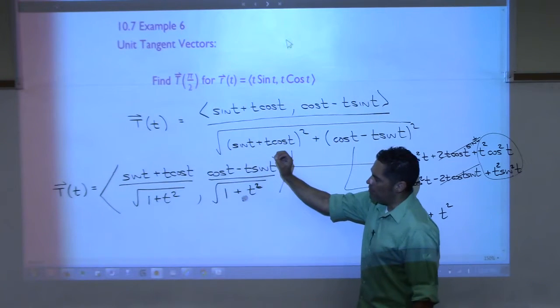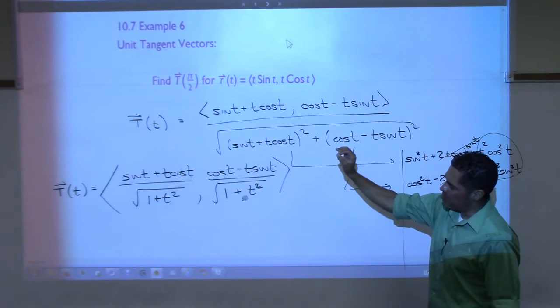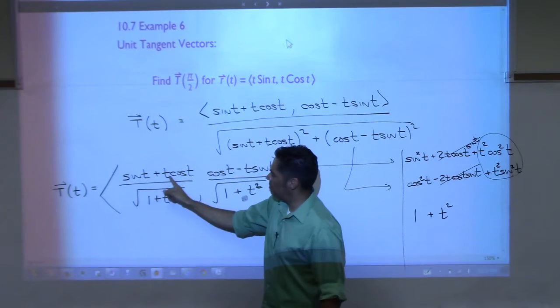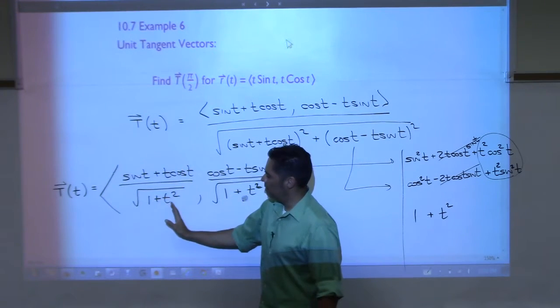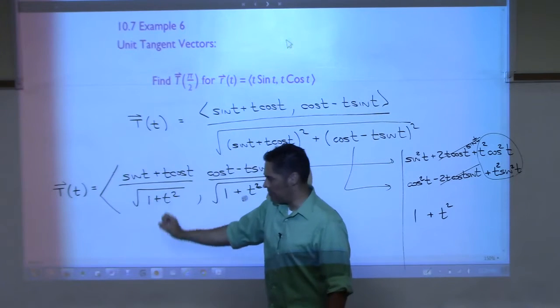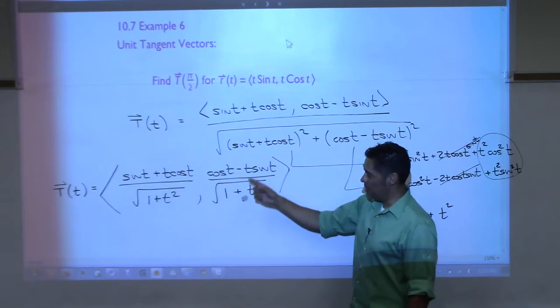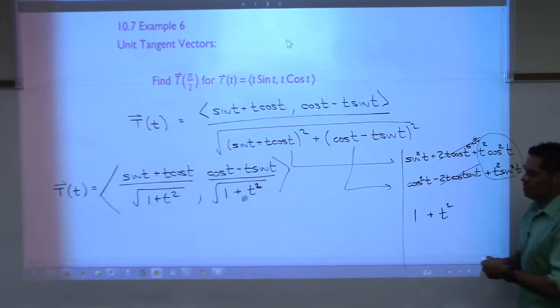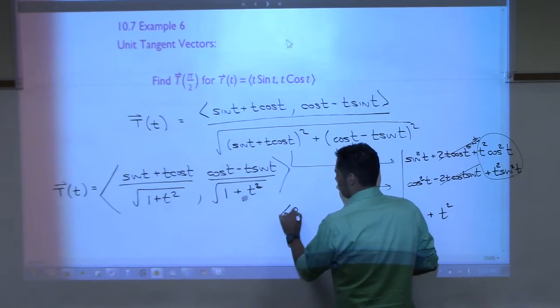If we did 0 for time, we would get sine of 0, which is 0, and we get 0 here and 1 down here. So that'd be 0. If we did 0 here, we'd get 1. So at time 0, our unit tangent vector should be the vector 0, 1.